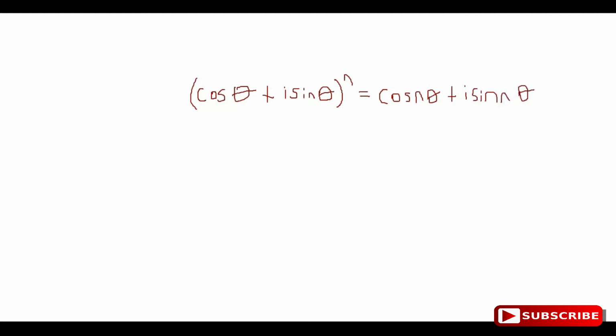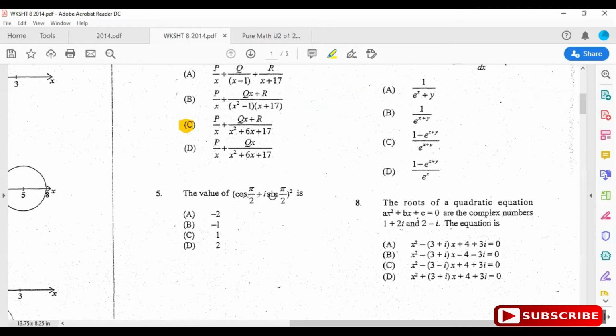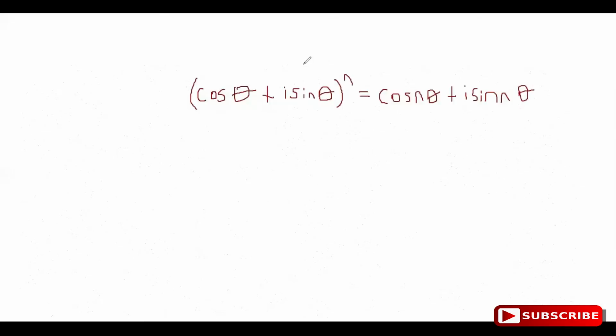And so in this question, theta is pi by 2. Right here it says cosine pi by 2 plus i sine pi by 2, all squared. And so n is 2 in this case. Replace n with 2, and replace theta with pi by 2. That's all we have to do.